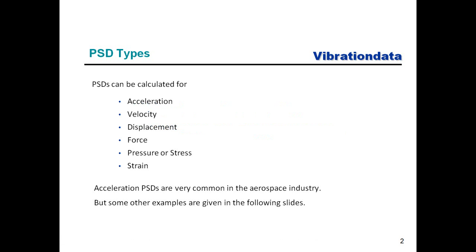So let's talk about power spectral densities. Now, we've covered these before in previous webinars, and we can calculate power spectral densities for the following types of time histories: acceleration, velocity, displacement, force, pressure, stress, or strain. And acceleration PSDs are the most common type in the aerospace industry, particularly as we derive component test levels. But there are different situations where we would use other types of power spectral densities as well.